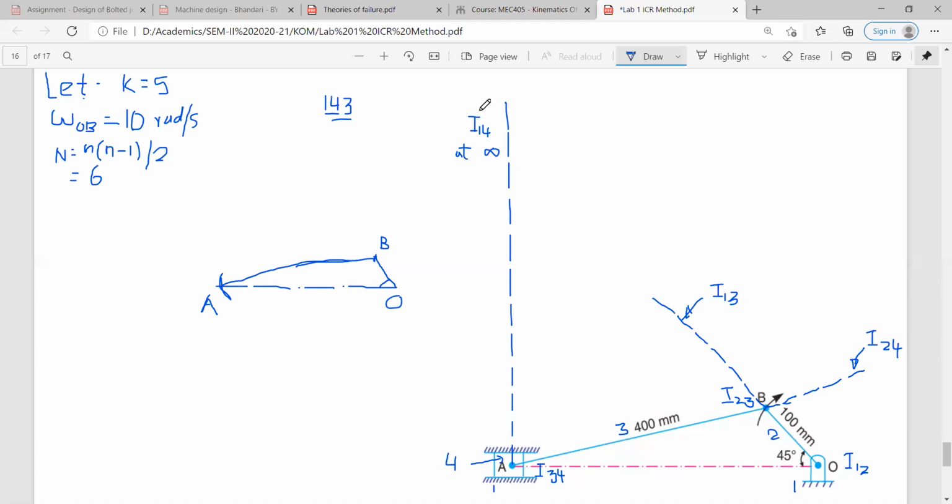I13. So we have to locate the I13. I13 will be lying on this line. इस पर होगा. ओके, तो यहाँ पे हम मेंशन कर सकते हैं, we can mention here that ICR point I13 will be here on this line.